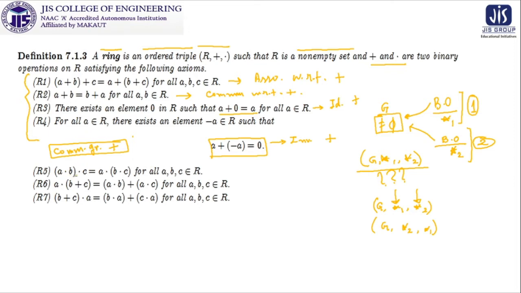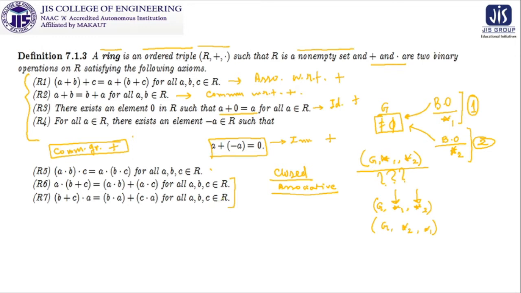(a·b)·c = a·(b·c). With respect to dot, it was closed because it is a binary operation. But what we get from this property is that it is associative also. The question is, are we going to get the identity property and inverse property for the second operation? It is not mentioned. That means you can get it, you can't. It is not at all important at this moment for the construction of the ring.